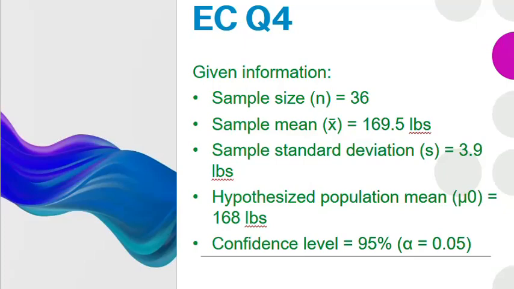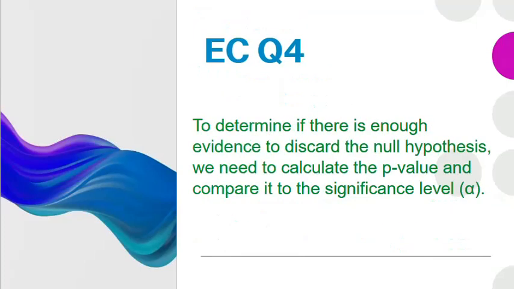And the confidence level is also given at 95%, which means the alpha value would be 1 minus 0.95, which should result in an alpha value of 0.05 when you subtract that from 1. So to determine if there is enough evidence to discard the null hypothesis, we need to calculate the p-value and compare the p-value to the significance level of alpha, which is 0.05, as we saw just a minute ago.